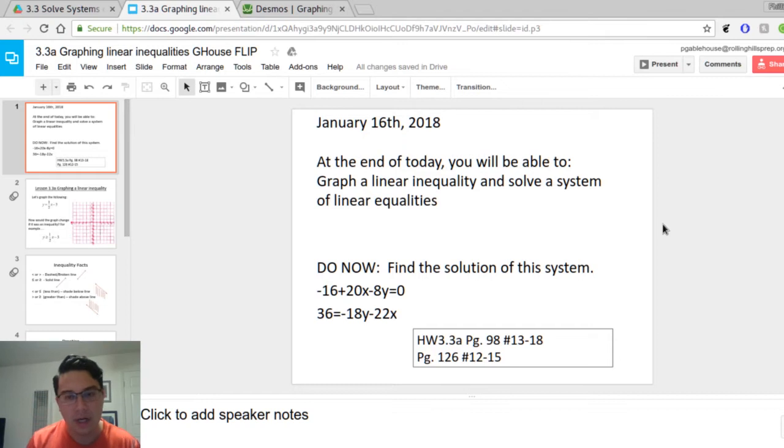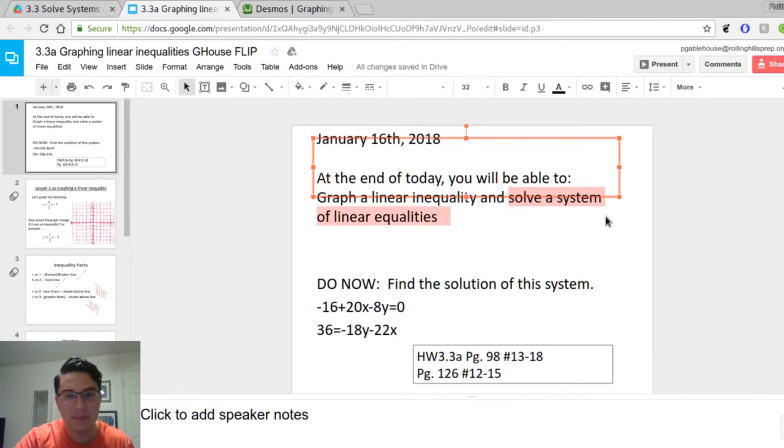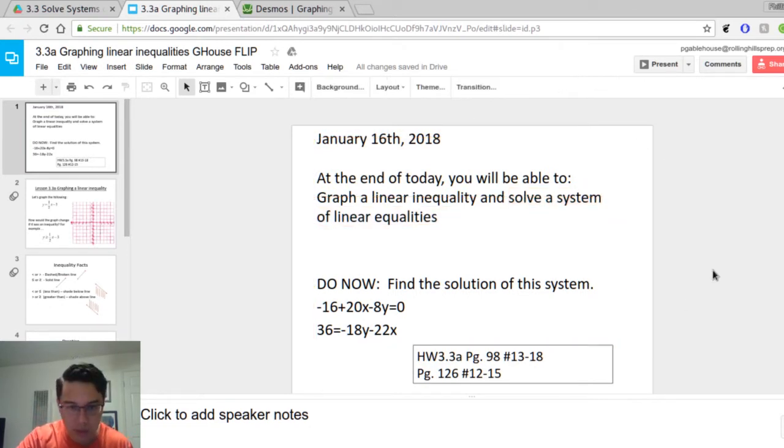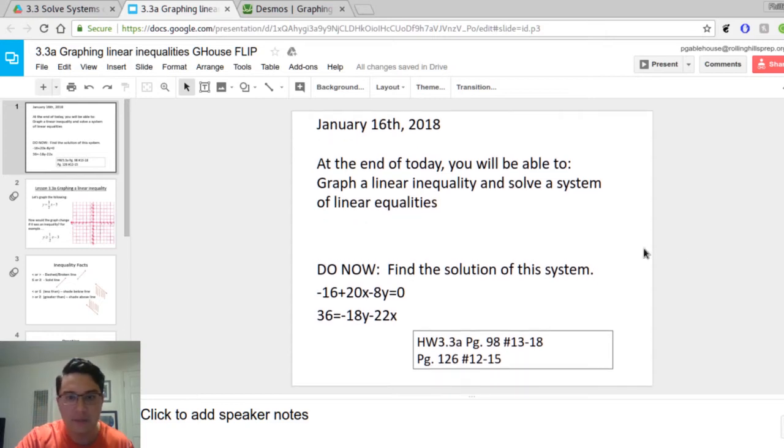Later on, we'll talk about graphing things that are not linear, but for today's lesson, we'll start with graphing linear inequalities. I'll do another video for you guys on how to solve a system of linear inequalities, which is a slightly different problem. It's ultimately what we're working towards, but we'll talk about that in another video.